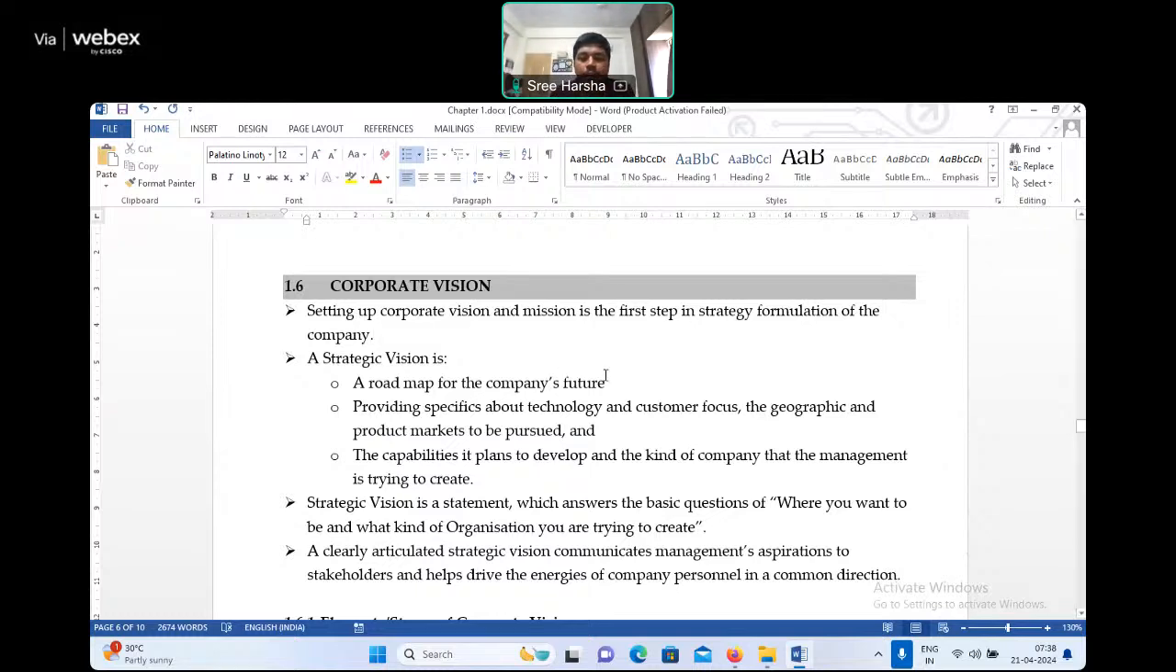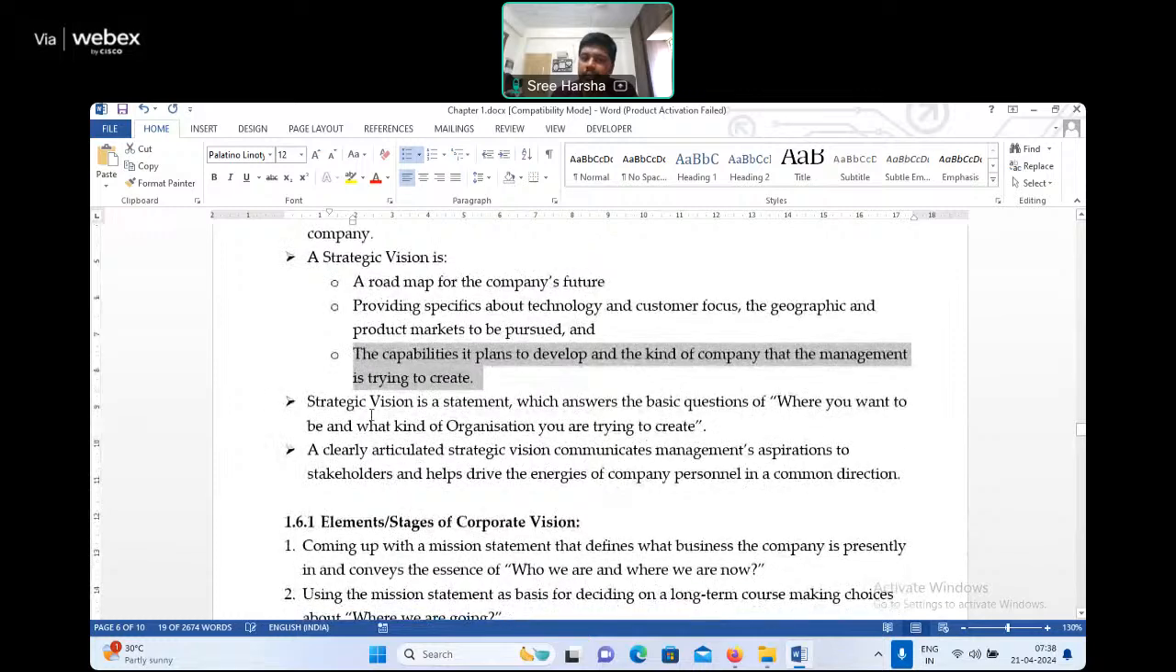Vision is nothing but a roadmap for the company's future. It provides specifics about technology, customer focus, geography, and product markets that we need to pursue. So, for example, what all we should do: our vision is to do so and so activity for reaching so and so place. It also covers the capabilities it plans to develop and the kind of company that the management is trying to create.